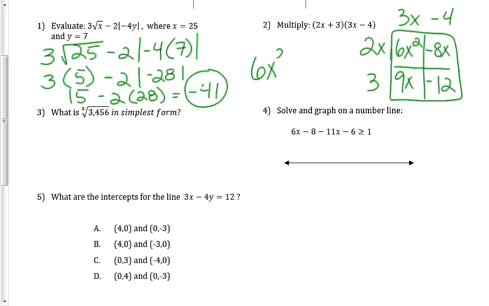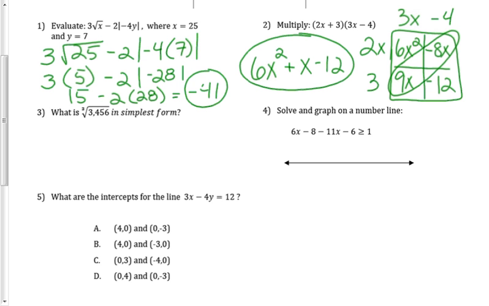So we get 6x squared. Your diagonal should always be like terms, so we're going to combine those. 9 plus a negative 8 gives us a positive 1, or just simply positive x. And then we've got that negative 12.